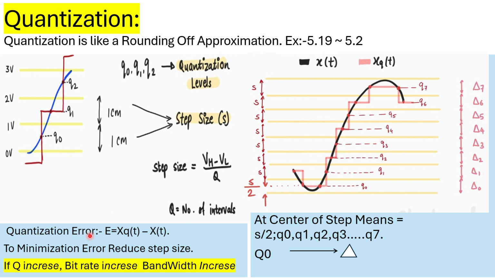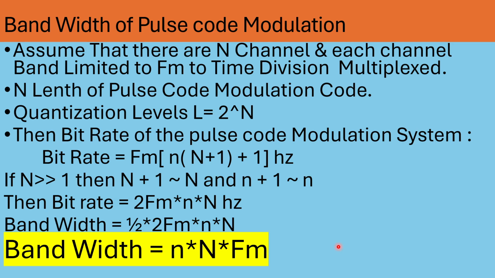How do we reduce this error? We are required to reduce the error, therefore we increase the number of steps, that is, we increase the number of intervals. Then the bit rate will increase, and the bandwidth also increases. At the center, the step S by 2 equal to Q0. S by 2 means Q1, Q2, Q3. That is the steps. Then we come to the bandwidth.